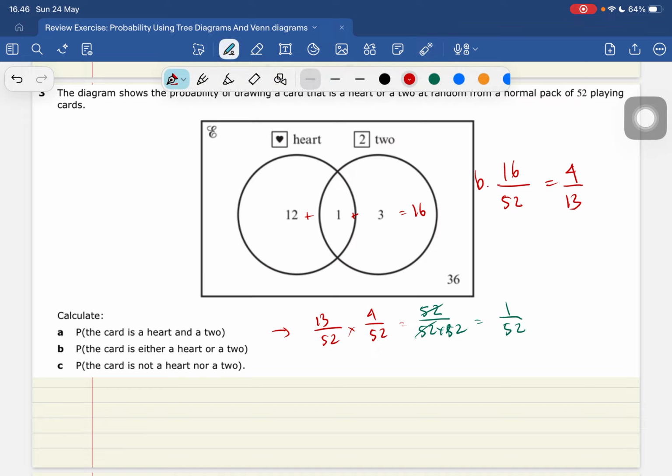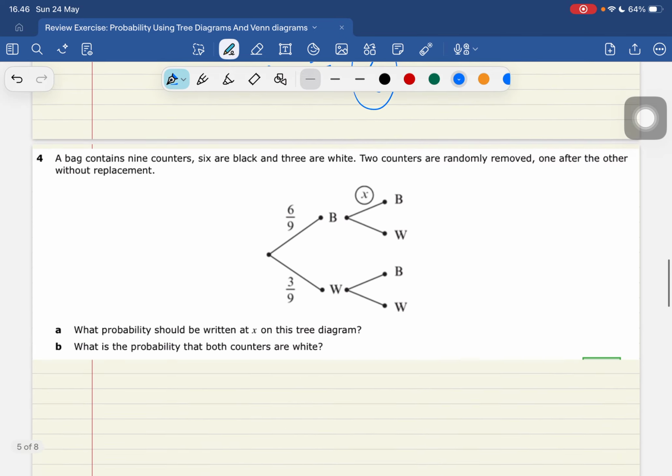This is 4b, this is a. The card is not a heart nor a 2. Here is 36, so 36 divided by 52, so we could divide by 4, so it should be 9 over 13. The probability of C, the card is not a heart nor a 2.